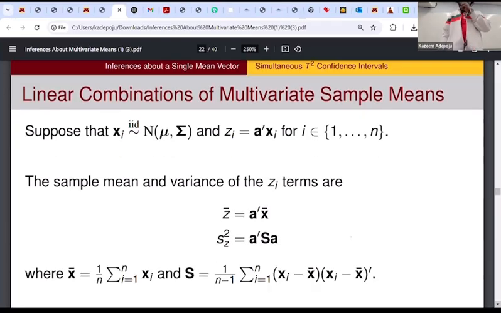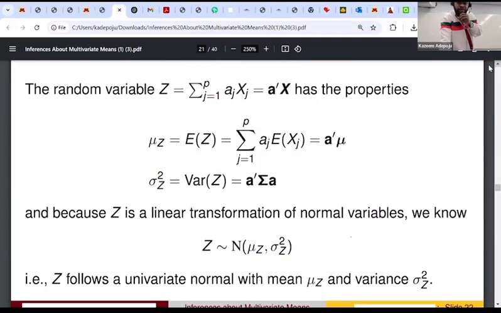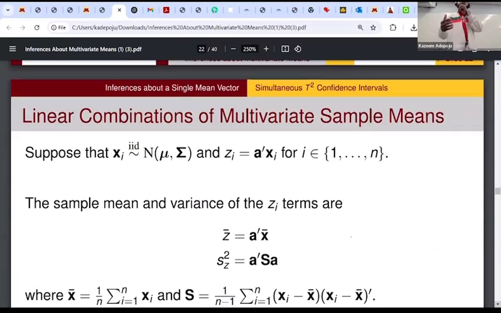Now, moving forward, what I actually showed you here is the population distribution. But if I want to apply it on sample data, because we always apply on sample data, I believe that my xi, iid, follow multivariate normal distribution. And of course, the zi is a linear combination, meaning we can have different linear combinations. That's how you say zi. It could be z1, z2, and so on up to n.